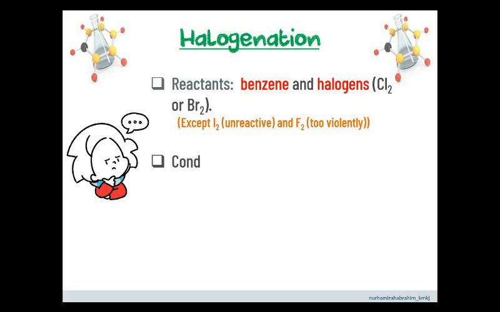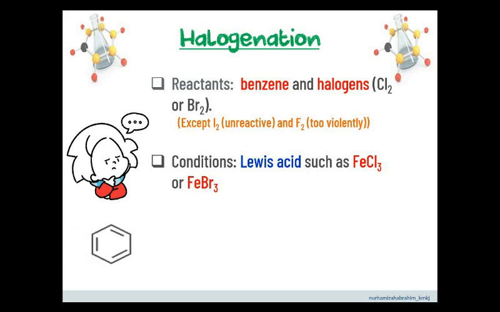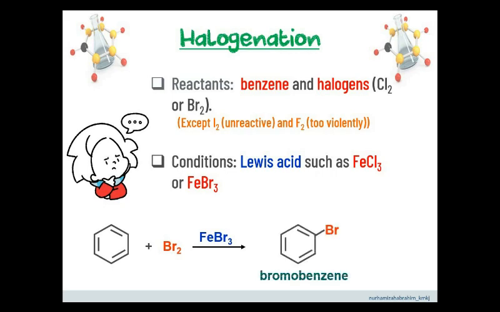Next, the condition for the reaction to occur must contain a Lewis acid, such as iron 3 chloride or iron 3 bromide. For example, when benzene reacts with bromine gas, in the presence of iron 3 bromide, the products formed are bromobenzene, where one of the hydrogens is replaced by one bromine, and hydrogen bromide, where the hydrogen from benzene bonded with the leftover bromine atom from bromine gas.